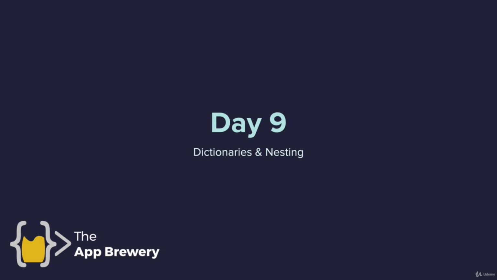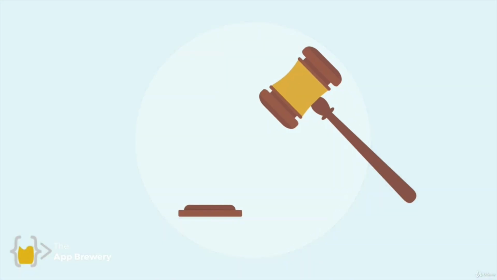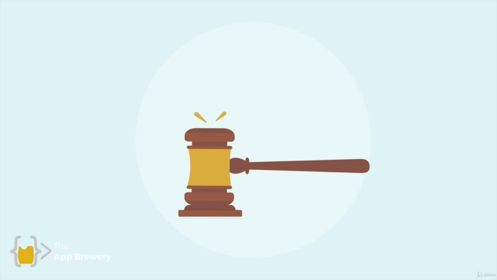Welcome back. It's day 9 of 100 Days of Code. And today we're going to be learning more about Python dictionaries and nesting. And by the end of today, you will have built a silent auction program.